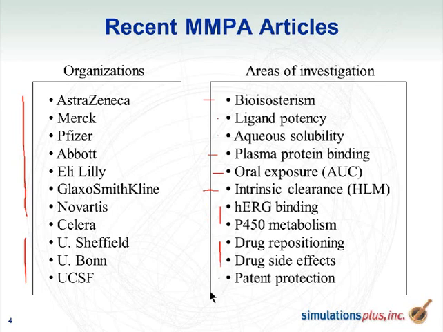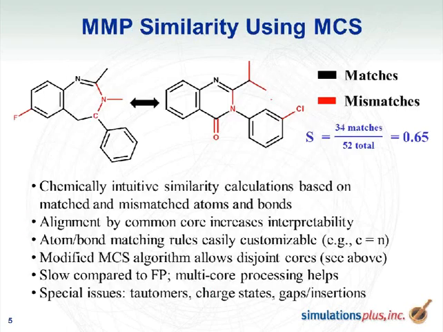Okay. So how do we calculate the similarity between a pair of molecules using a maximum common substructure? So first we identify the atoms that are similar in both of these groups, and that would be the 34 matches between these two pairs, and simply divide it by the total. And the total is the number of matches plus the number of mismatches. So for this pair here, we have a similarity index of 0.65. So it's a fairly intuitive and simple calculation just based on matched and mismatched atoms and bonds. Let's not forget about the bonds.